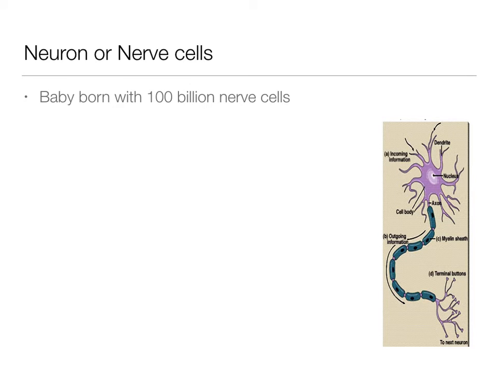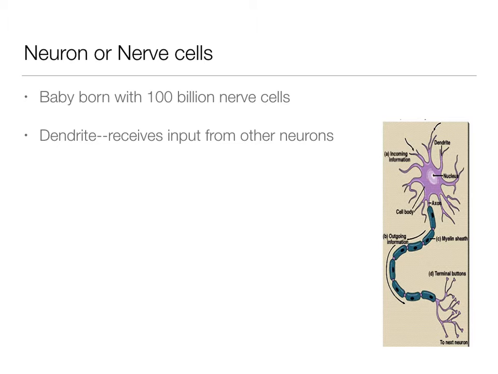Babies are born with about 100 billion nerve cells. So they have a lot of nerve cells when they are born. We've already talked about some of this brain development prenatally. The dendrite, if you look in this picture here, at the top of the picture, you can see where it's labeled dendrite. And that's the place where we get the information in from other neurons.